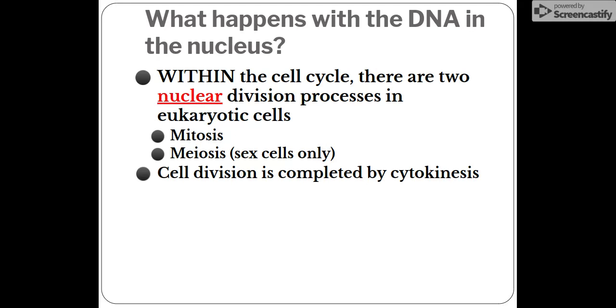Then we also have meiosis. You might hear this pronounced as meiosis. Personally, I prefer to say meiosis. This only happens with our sex cells. So sperm and eggs. Okay, that's the only time we're going to see this process of meiosis happen, and its whole goal is sexual reproduction. And then we see that the whole process is finished by that process of cytokinesis. This is the actual cell division.